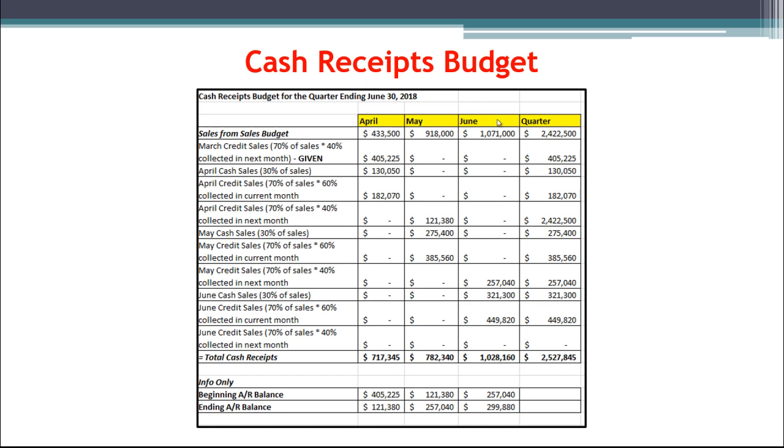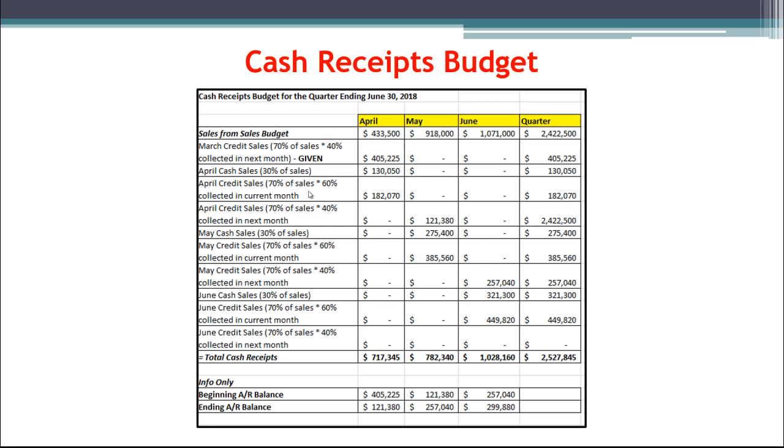Now, this is for the quarter, April, May, and June, and then of course we'll have a total line for each quarter. But the point here, we need to know what the collection pattern is for this period, for this company. In this case, if you read through the details, they'll usually give you a little introductory paragraph talking about it, but here we're just going to lay it out. 30% of every month's sales are going to be collected in cash. The other 70% of a month's sales are credit sales, and they're going to be split 60-40 over this month and next month. That's how this situation is working.